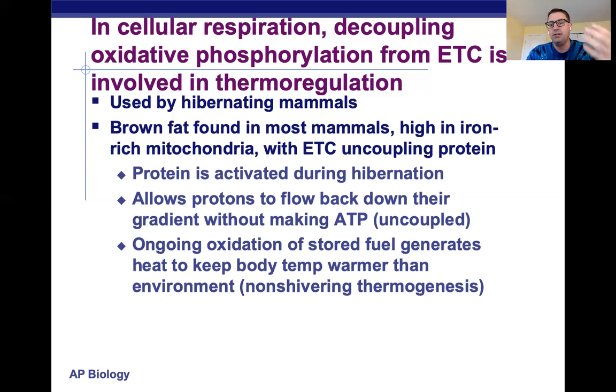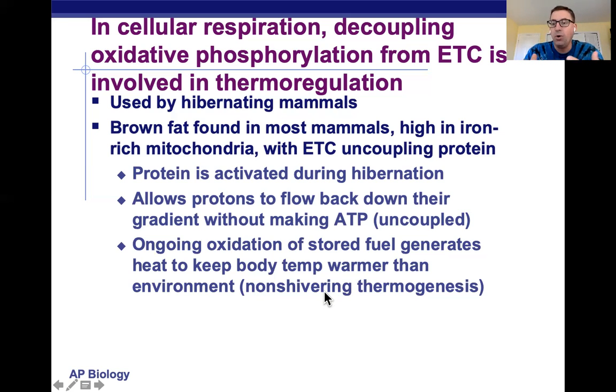Because none of the reactions that occur during cellular respiration are 100% efficient. A lot of heat energy is generated during those reactions as well. And so this helps to keep the body temperature warmer than the environment. And this method of keeping the body temperature warm is referred to as non-shivering thermogenesis. Thermo refers to heat, genesis is to create, right? So we're creating heat, and it's done without shivering, right?